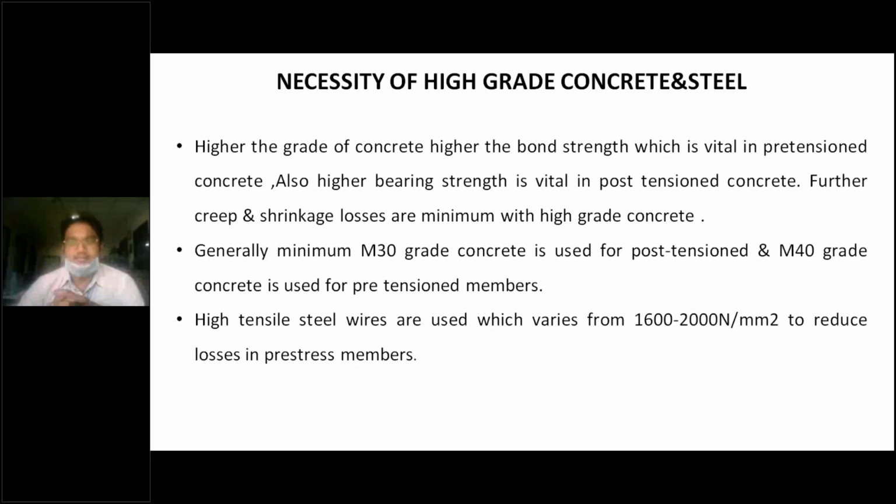And finally, what is the necessity of using high grade steel? Till now we've gone through the necessity of high grade concrete. Then coming to steel, high tensile steel wires are going to be used, which can carry from 1600 to 2000 Newton per mm square to reduce losses in pre-stressed members. Okay, so that is the biggest advantage of making use of high strength steel instead of normal mild steel rods, right? So these are the necessities of using high grade concrete and steel.